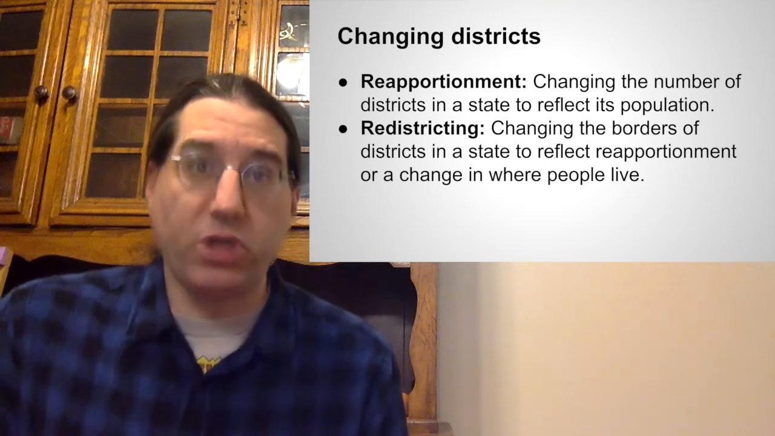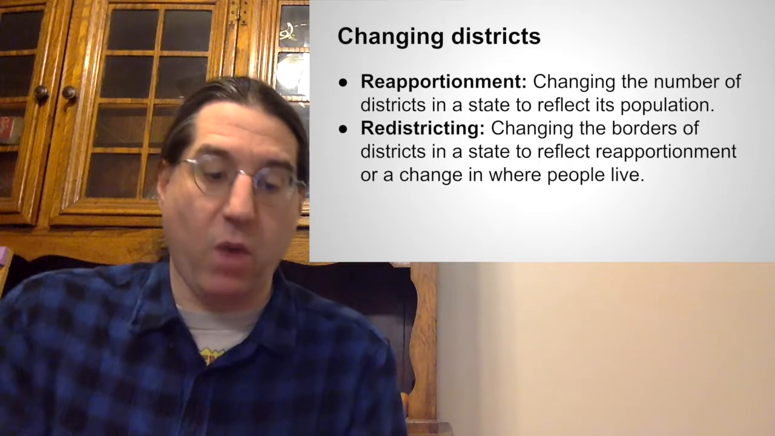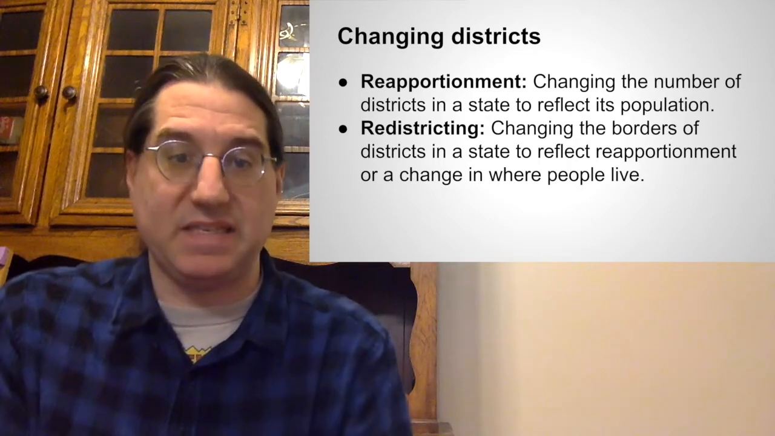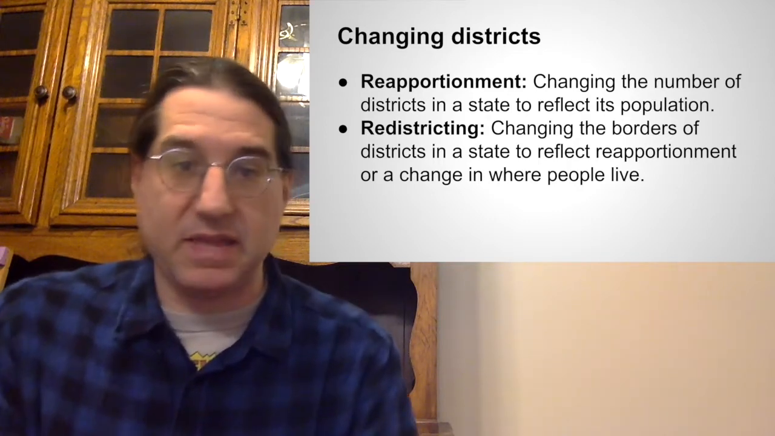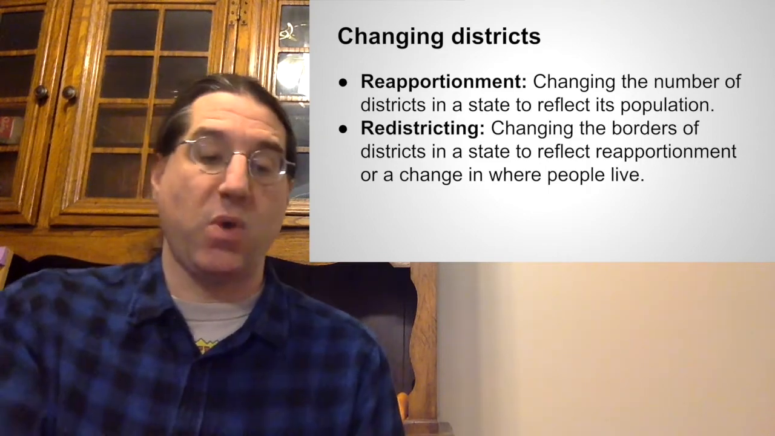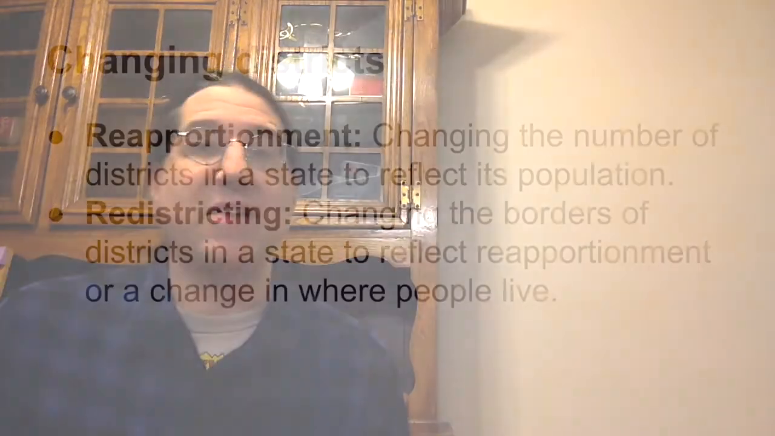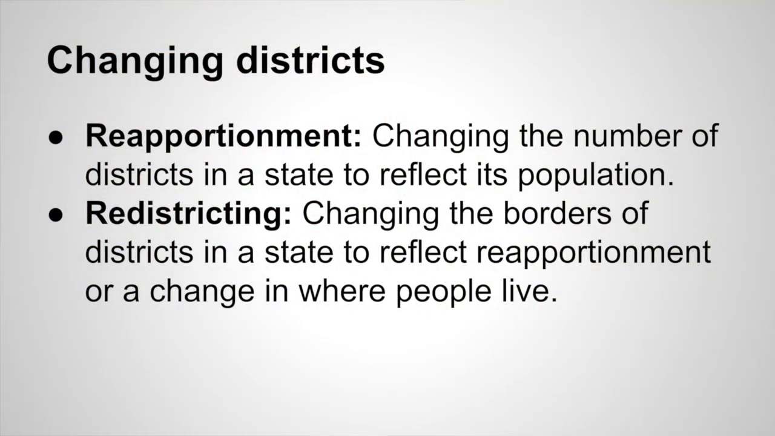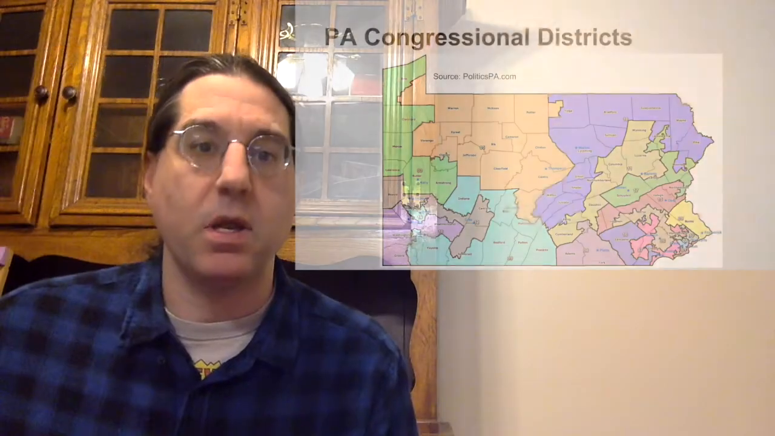Once you do reapportionment, you also have to figure out, well, where are all of the people in the state? Where have people moved around in the state? How do we get the new number to fit the state? So you have to draw new districts. That's called redistricting, changing the borders of the district. And sometimes you might actually have to combine two districts into one new district or things like that.